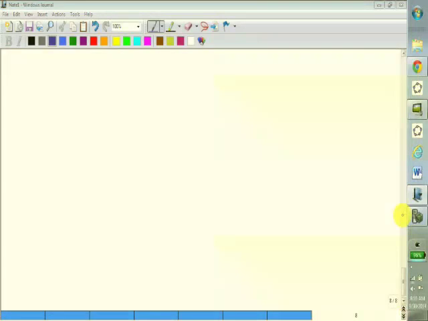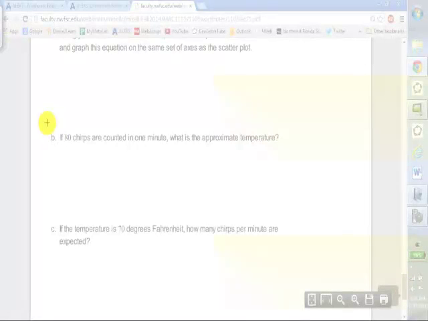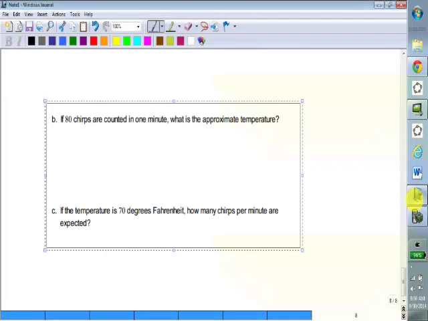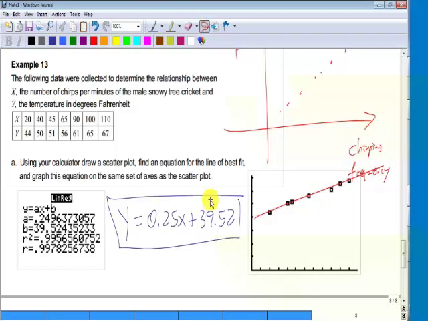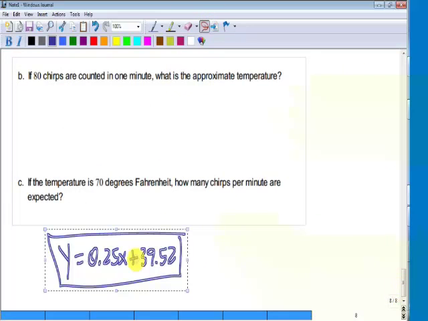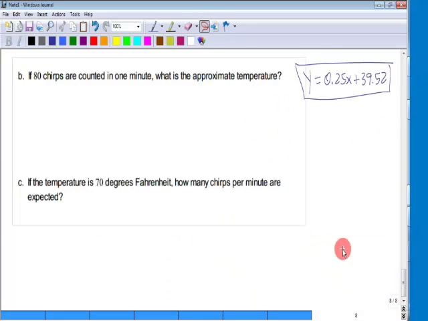The B part. A couple of follow-up questions here. We're going to grab our equation, copy it and paste it down here as well, up in the corner. If 80 chirps are counted in 1 minute, what is the approximate temperature? Well, I think we're having to extrapolate a little bit.